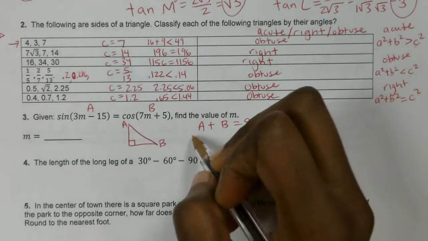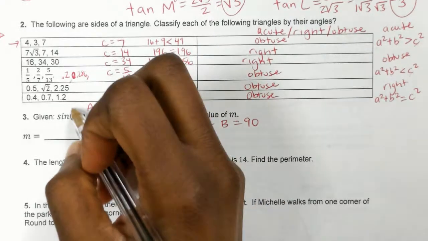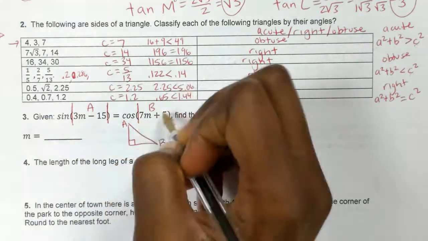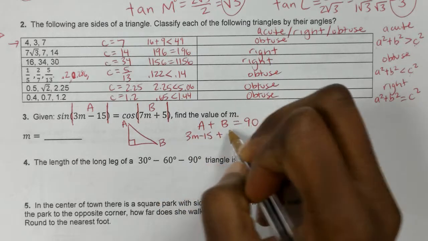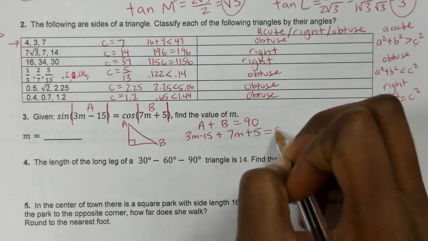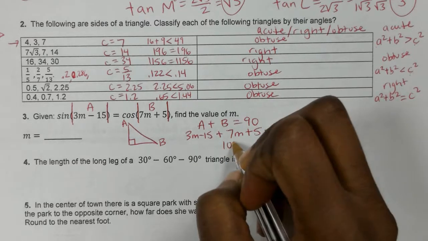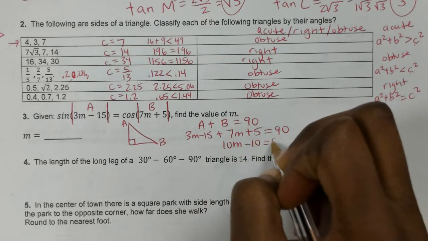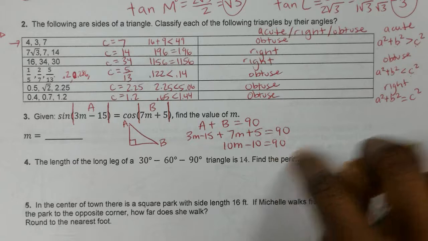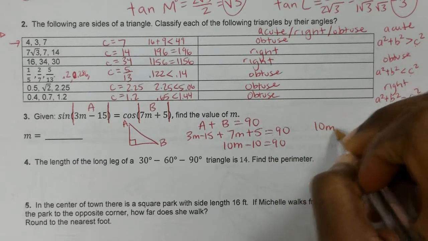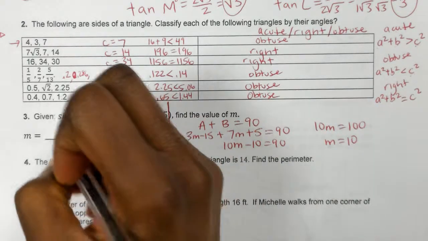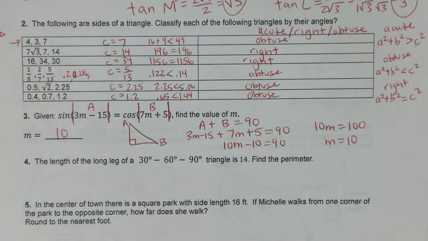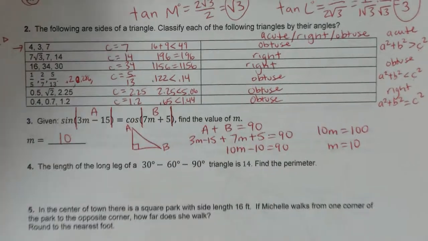So what you're going to have to do is plug in, and it's just this part that's A, and just this part that's B, not the cosine or sine words. So 3m minus 15 is A, plus 7m plus 5 is B, equals 90. And now it's just algebra. Coming over here because I'm out of space. And m is 10. Okay, one random problem. So just remember these are complementary.